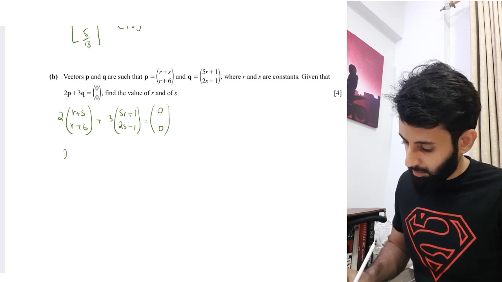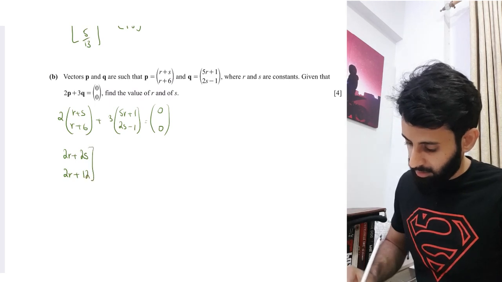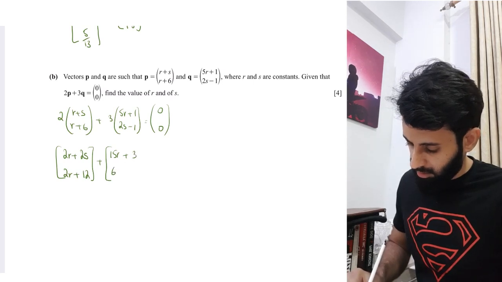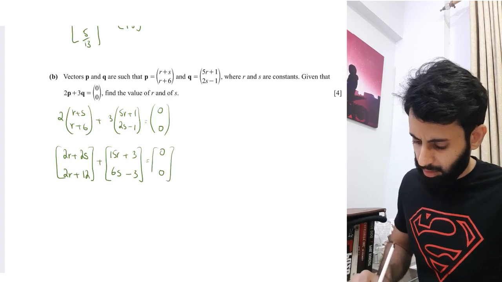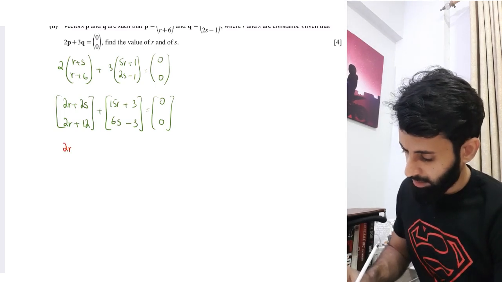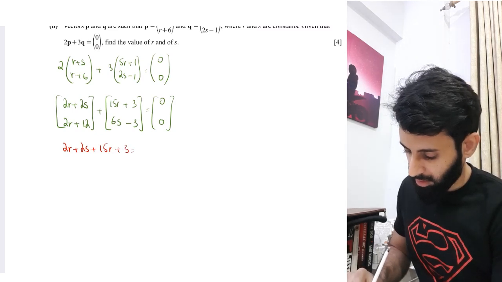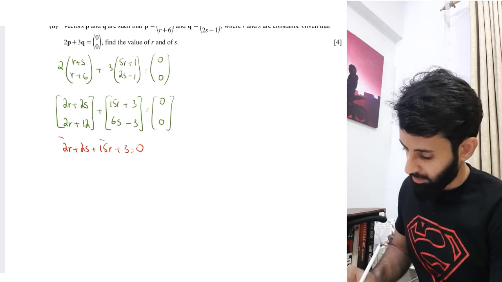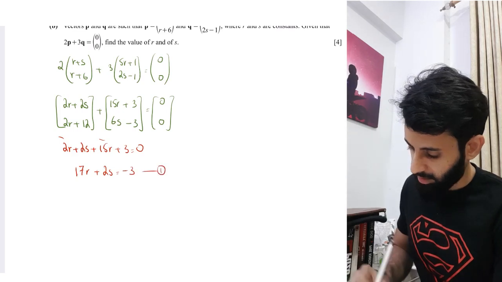Okay, now we're looking at (2r plus 2s, 2r plus 12) plus (15r plus 3, 6s minus 3) is equal to (0, 0). So all you have to do is compare. This is actually a very easy question. We're going to have two equations. One of them will be 2r plus 2s plus 15r plus 3 equals 0. Let's simplify this before we move to the next equation. You have 2r plus 15r, so that's 17r plus 2s, which is equal to minus 3. So here's my first equation.